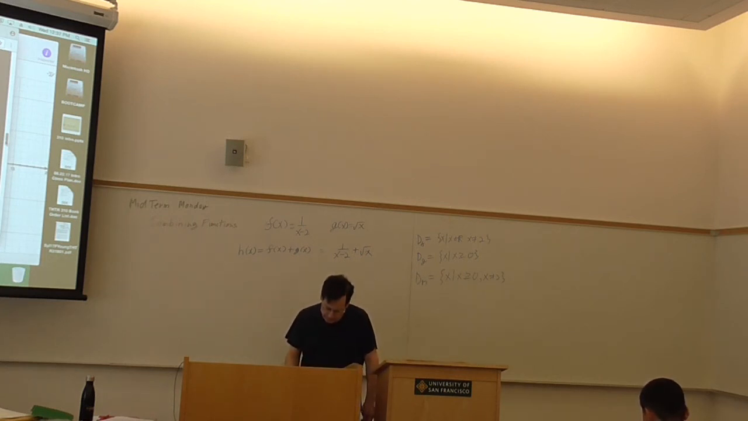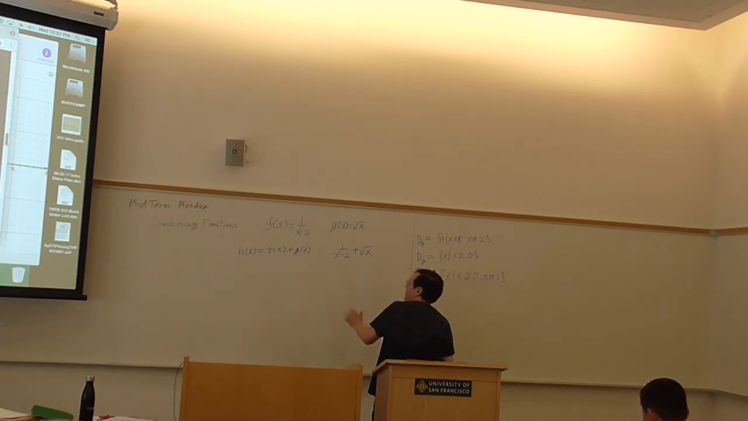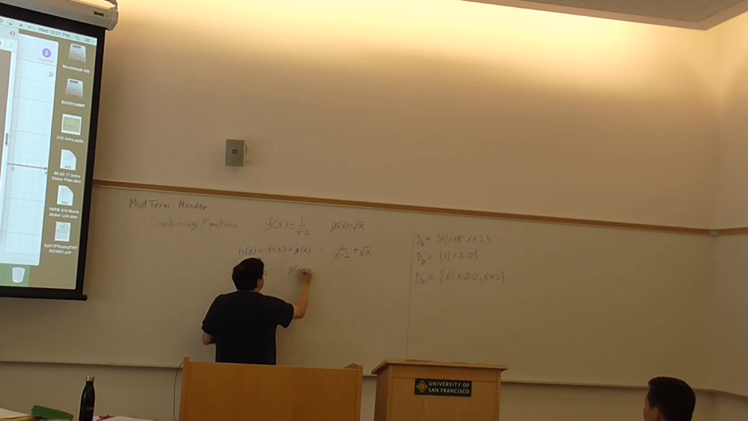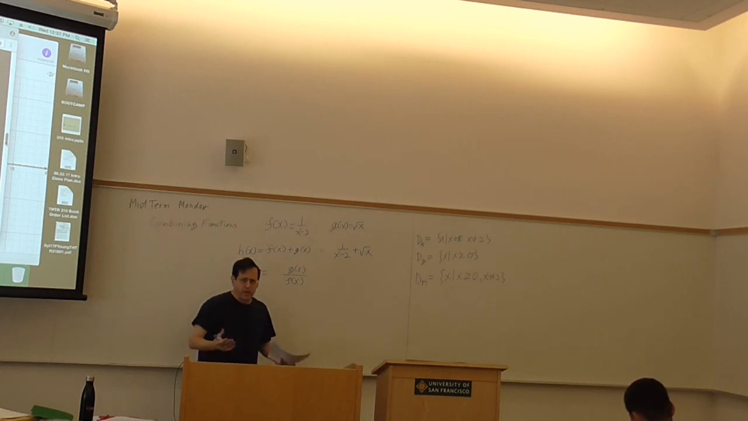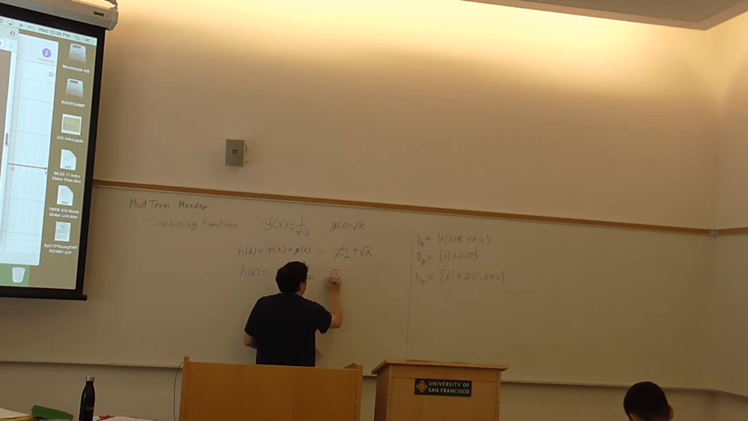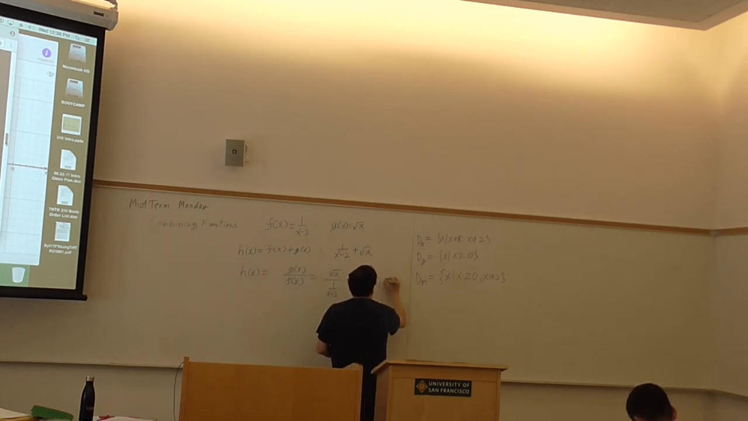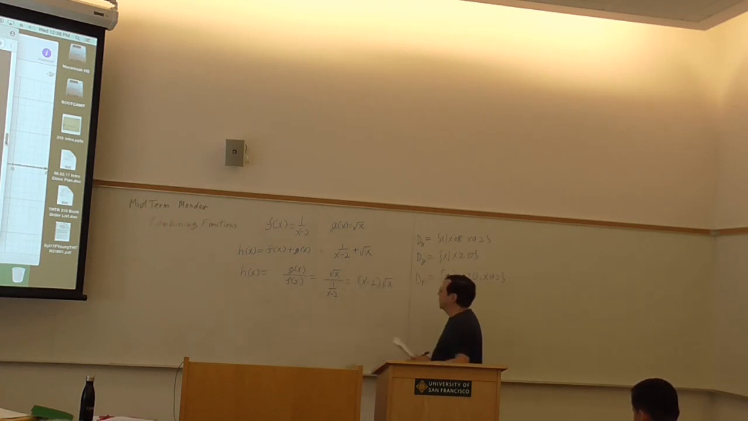All right. I want to take the same problem, but now I want to look at h of x equal to g of x over f of x. And it's not too hard to figure out the rule. Right? g of x is square root of x. f of x is 1 over x minus 2. So this is just x minus 2 square root of x. Right?